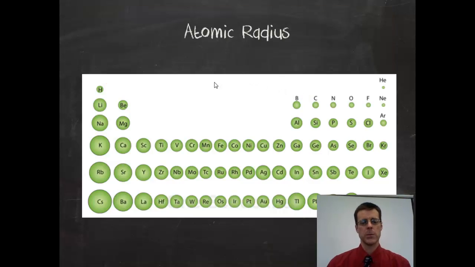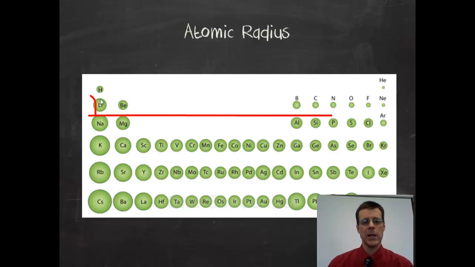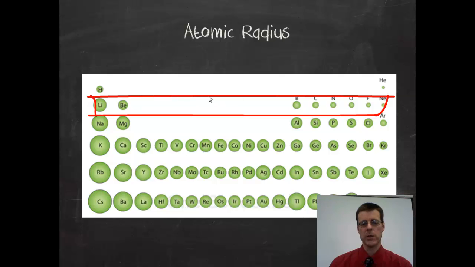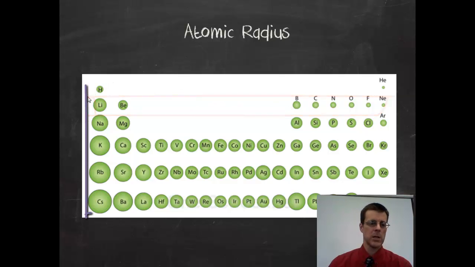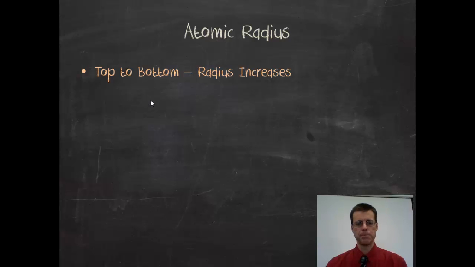So we're going to simplify the picture down, and you'll notice here all I've got is one kind of circle. Left to right across the periodic table, it looks like my circles are getting a little bit smaller. Top to bottom, my circles are getting larger. So let's look at each one of those patterns in turn. We'll start with top to bottom.